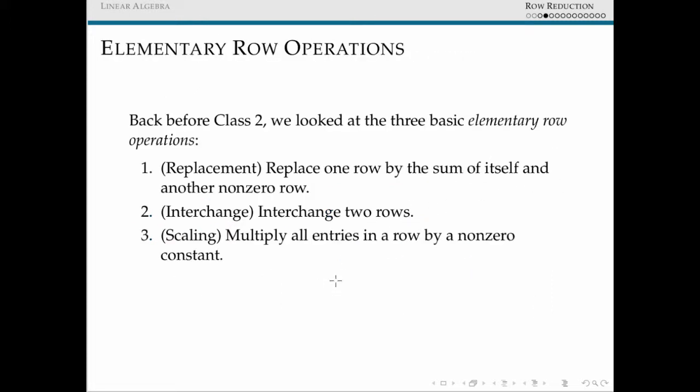We've also considered, and you have already had ample chance to practice, the three basic elementary row operations. We can replace one row by the sum of itself and another non-zero row, so we call this adding a multiple of one row to another. We were allowed to swap two rows, so swapping. And we could scale a row up or down by some non-zero constant, so we multiplied all entries.